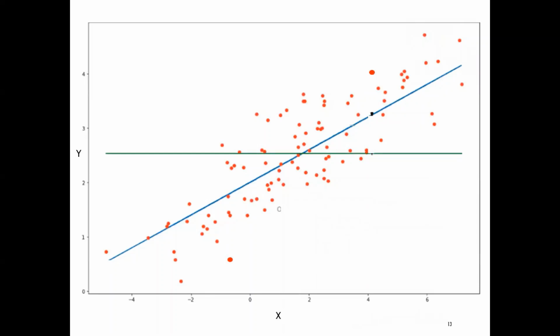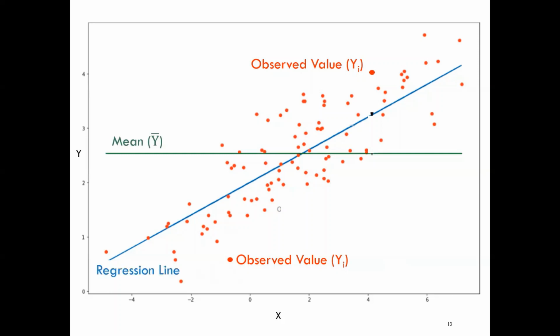Okay, so here we have some data. The data points are in red. So these are our observed values. Each one is y subscript i. So these are observed values for those points at x. We have our mean value, which is y bar, in green. And then we have the regression line for this data in blue.